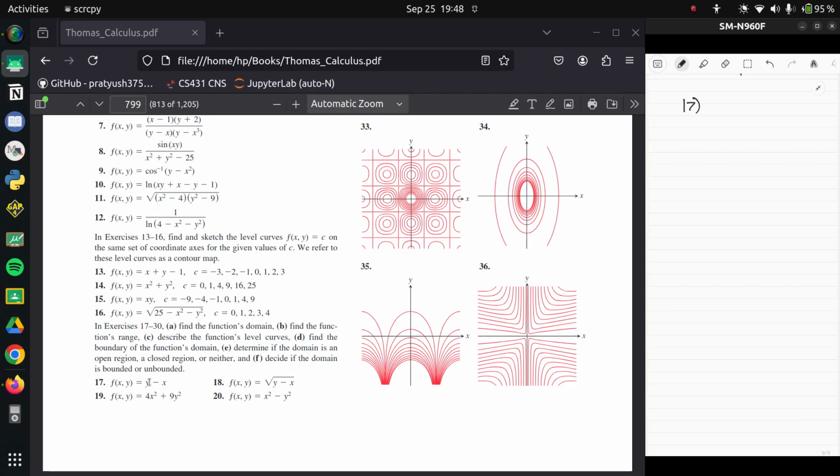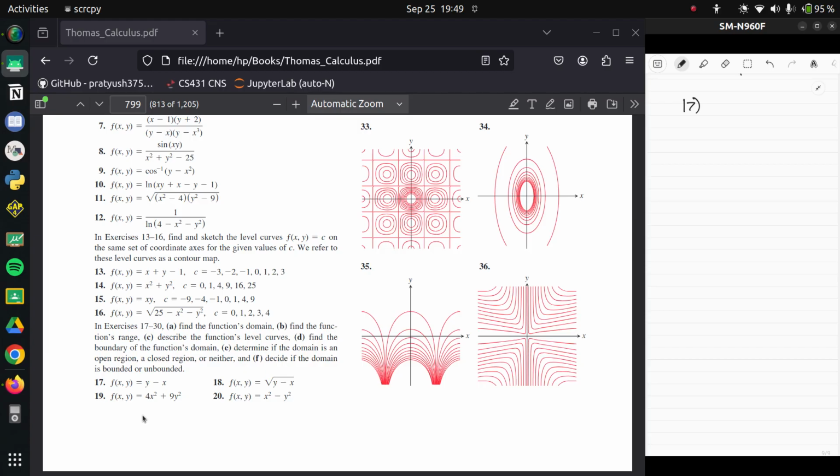For example, for y minus x, the domain is all of R2, so it's an unbounded open and closed region. Yeah, R2 is open and closed at the same time. It's weird, but that's because closed has a different definition. It's not just the inverse of open. Okay, what about its range? Its range is also just all of R. Okay, decide if the domain is open region, closed region, neither. What do you mean neither? It can be both as well, by the way.